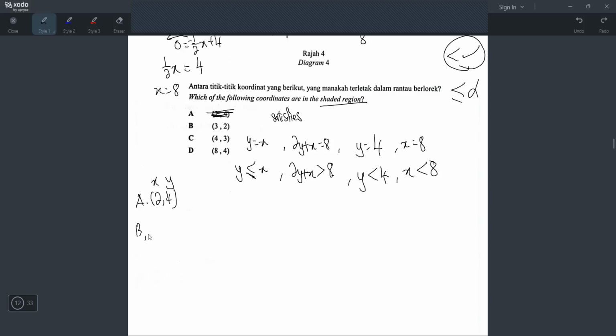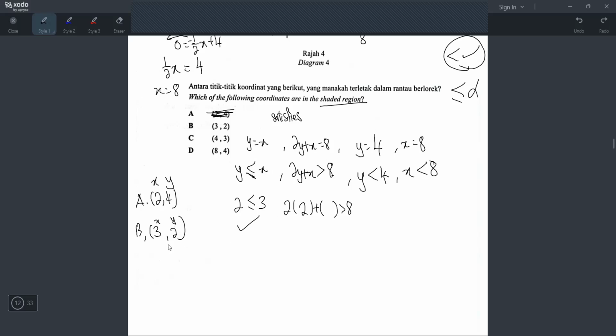Let's try with 3 2. The x is 3, the y is 2. So let's ganti into the first inequality. It will be y, which is 2 smaller sama dengan 3. Is this a true statement? 2 smaller? Yes. It means this point satisfies this inequality, but it's not the answer yet. It has to satisfy all 4. Then only we can say that this point is in the shaded region, right? So let's try with this. 2y plus x bigger than 8. Do you get a true statement? Let's see.